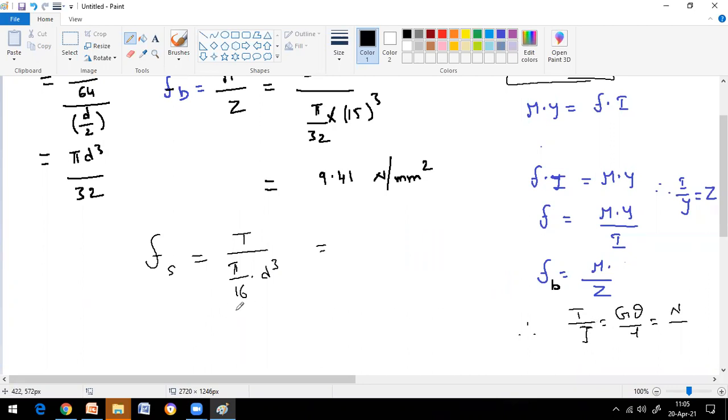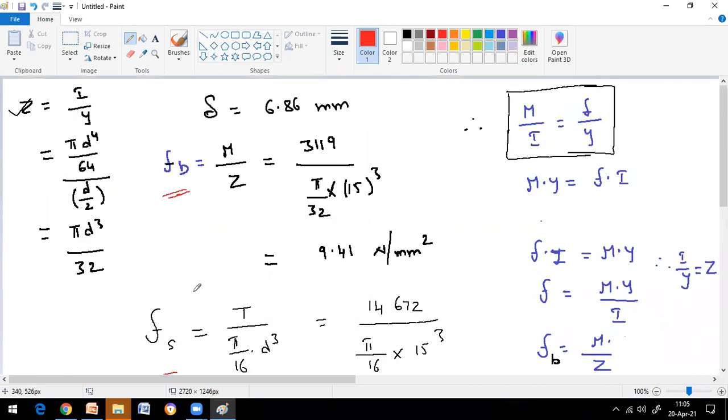From this relation, you can write this. So what is the torque? The value which we got, 14672 by pi by 16 into, what is D? 15 cube. 221.1 Newton per meter square. So this is your bending stress and this is your shear stress. You have calculated the shear stress based on the torque equation and bending stress based on the moment equation.